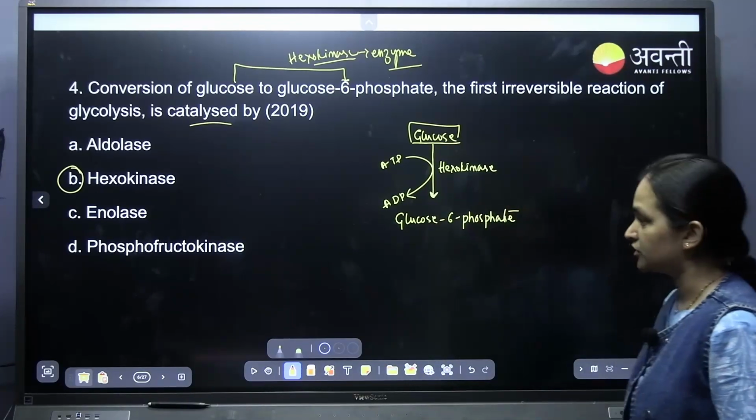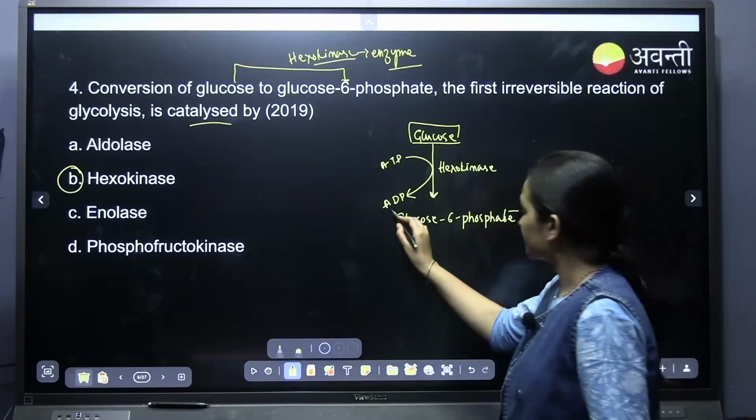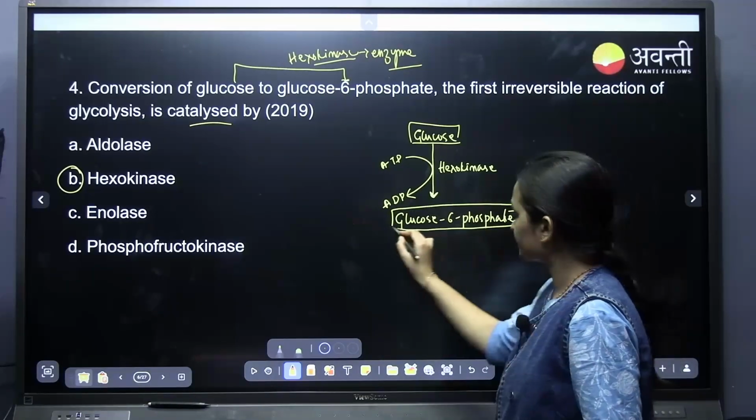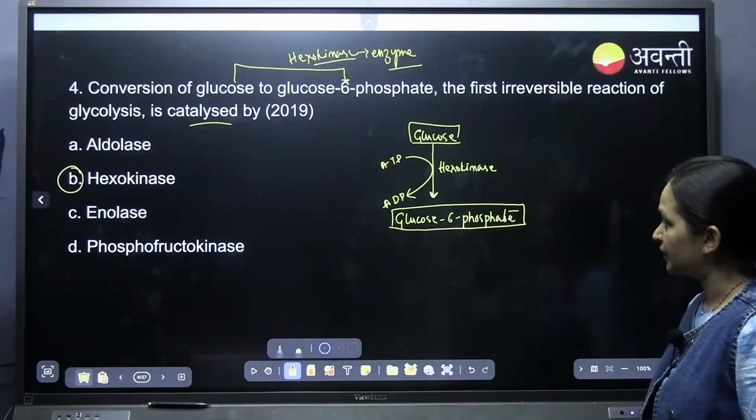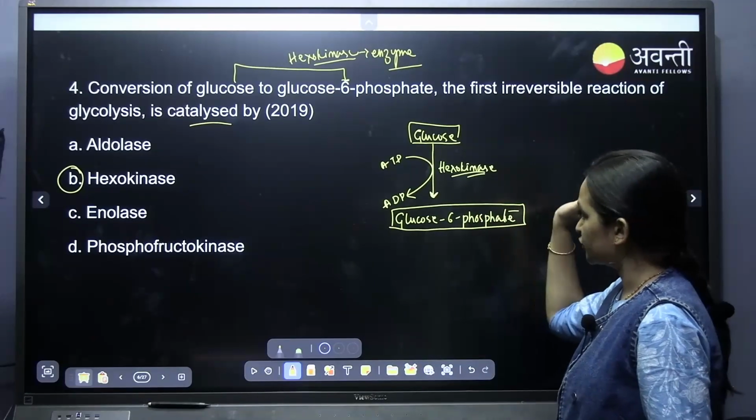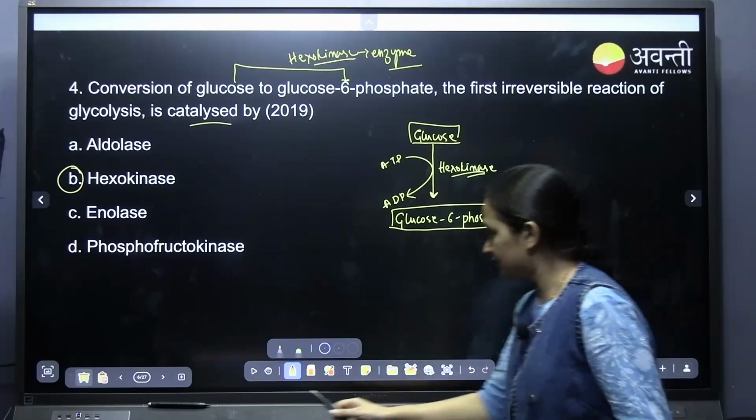The first reaction in glycolysis, and this step is irreversible. This step of glycolysis is an irreversible step, and it is catalyzed by hexokinase.